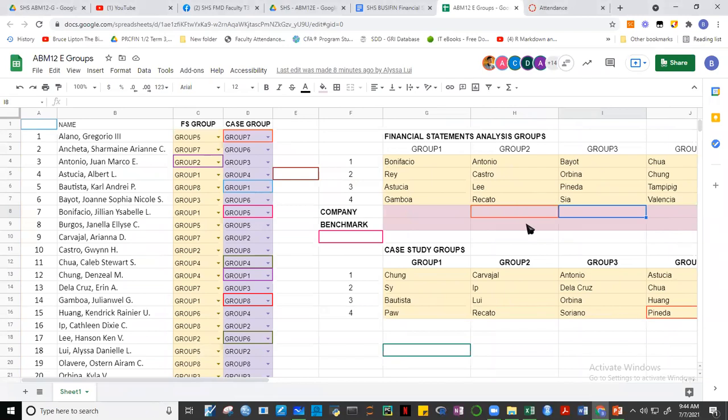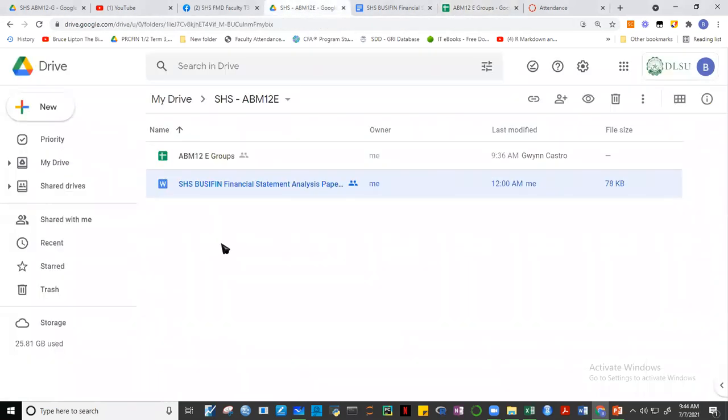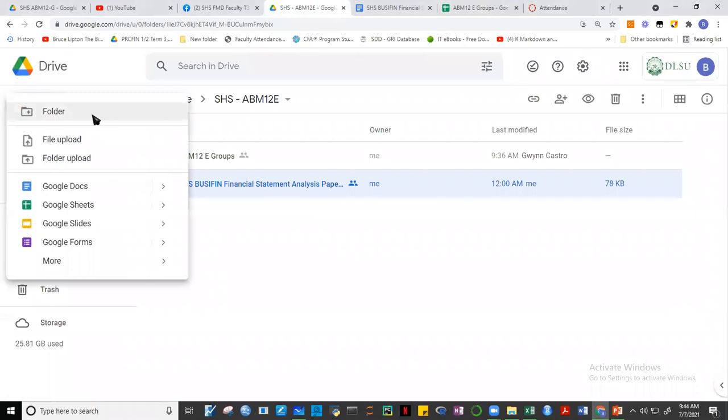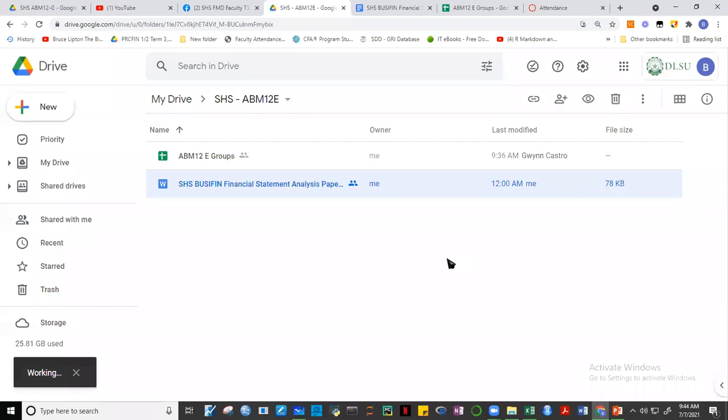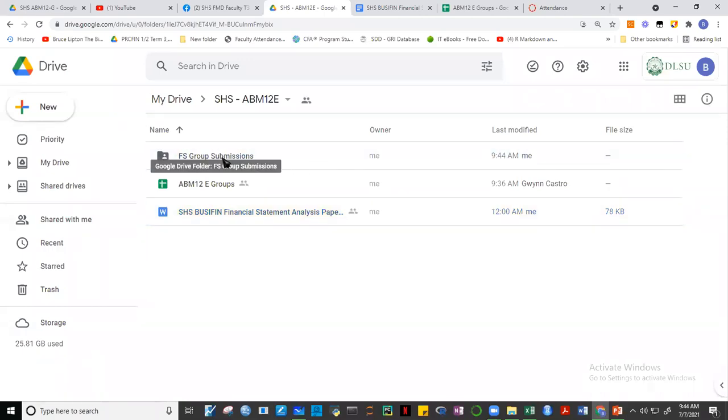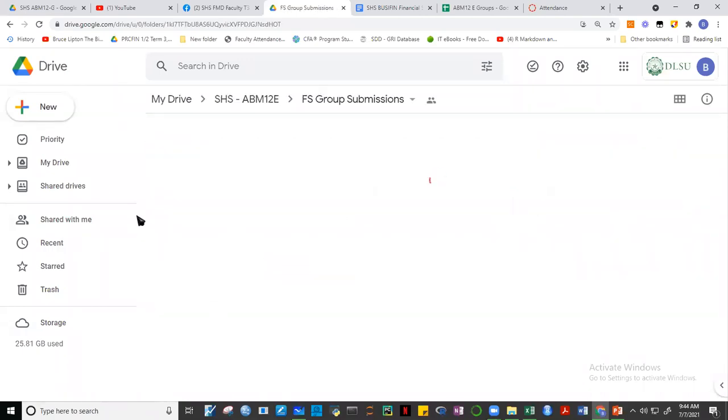Okay, so yung final report guys, it will be uploaded dito sa natin, we will create folders here for group 1 hanggang group 8 for the financial statements. No? So kunyari dito, I'll create a new folder, FS group outputs or submissions. Okay. So dito sa folder na to, guys, mag-create tayo dito ng group 1 hanggang group 8.